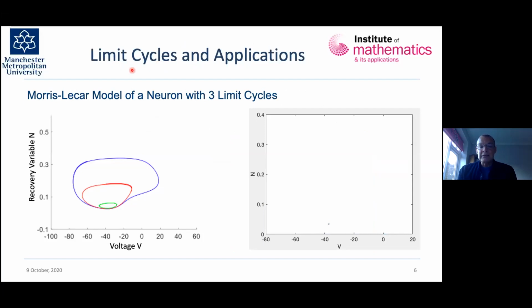So a limit cycle is an isolated periodic solution. Here we have an example with 3 limit cycles, and this is from a Morris-Lecar model of a motor neuron. With Morris-Lecar, we're looking at motor neurons in giant barnacles. These limit cycles represent oscillatory behavior.